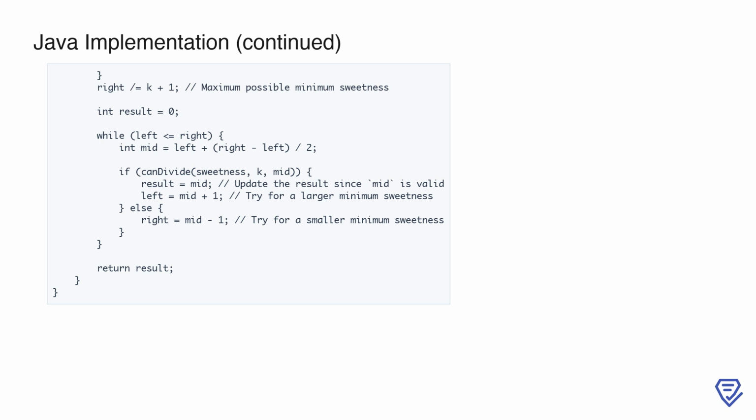If it returns true, meaning the chocolate can indeed be divided into k plus 1 pieces with at least mid sweetness, we update result to mid and adjust left to mid plus 1 to explore higher sweetness values. Otherwise, if canDivide returns false, we adjust right to mid minus 1 to try smaller sweetness values. Once the loop ends, we return result, which holds the maximum minimum sweetness that satisfies the conditions.